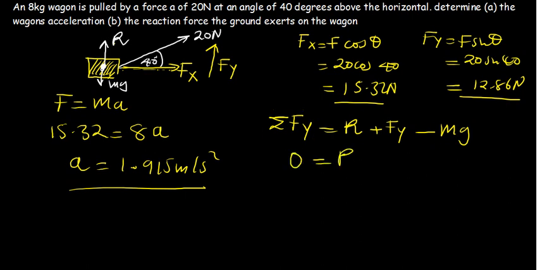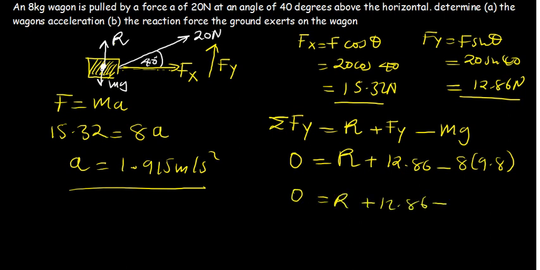We found Fy to be 12.86, minus mg, where m is 8 and g is 9.8. So 0 is equal to R plus 12.86, minus 8 multiplied by 9.8, which is 78.4. We are going to subtract: 12 minus 78, the answer is going to be negative, but we take that negative value to the other side so that we remain with R, which is going to give us 65.5 newtons.